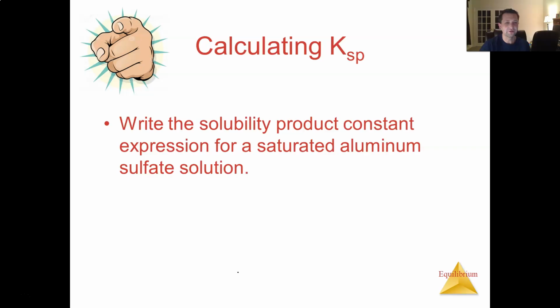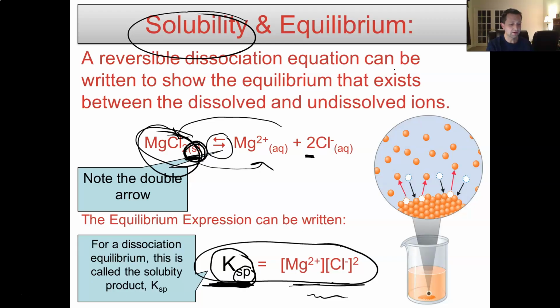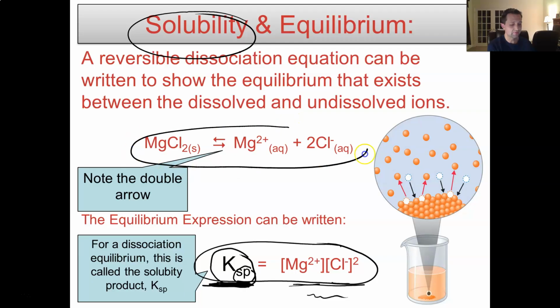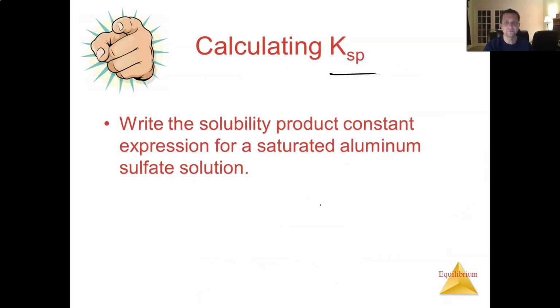So, your turn. Write the solubility product constant, the Ksp, for a saturated aluminum sulfate solution. Okay? What you want to do is write an equation similar to this, and then you can clean it up a little bit. Write an equation similar to this, and then simply write your Ksp expression that matches that. Okay? I'll give you a second to do it, and then we'll check it.